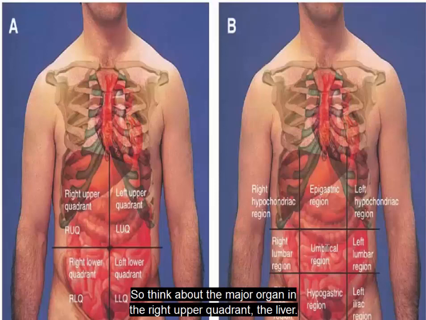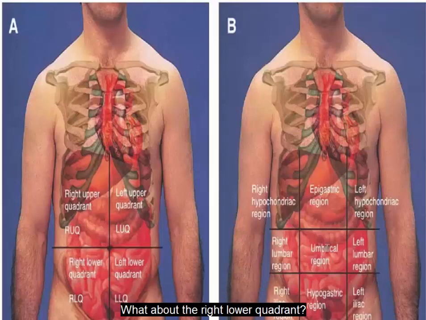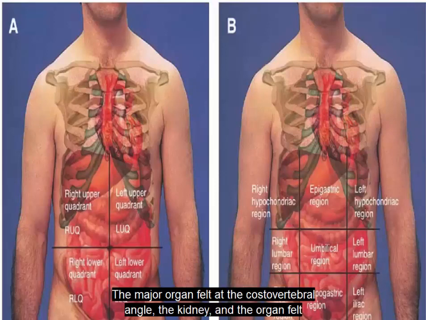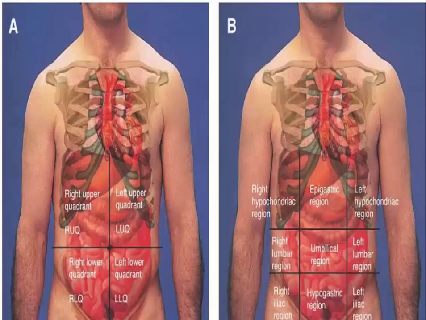So think about the major organ in the right upper quadrant, the liver. What about the right lower quadrant? Think the appendix. The major organ felt at the costovertebral angle, the kidney. And the organ felt in the left upper quadrant, the spleen.